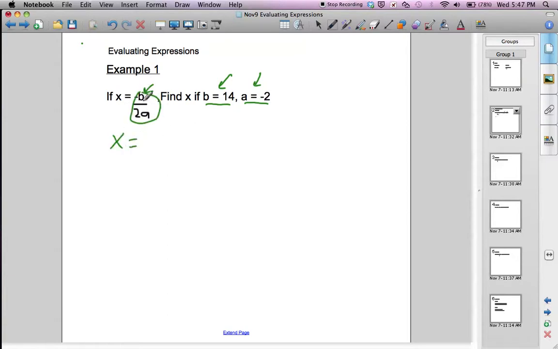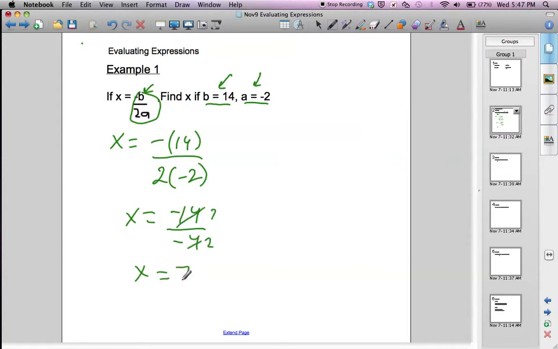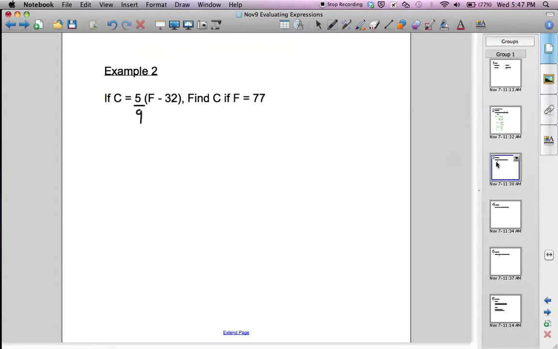Okay, so this is negative b, so that's going to be negative 14 out of 2 times negative 2. So you're going to have x equals negative 14 out of negative 4. Negative divided by negative is positive, and 14 out of 4, we can simplify that. Divide by 2, we get 7 out of 2. So x equals 7 out of 2 is your final answer there.